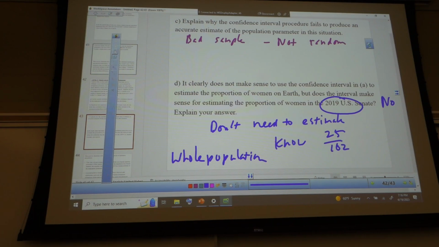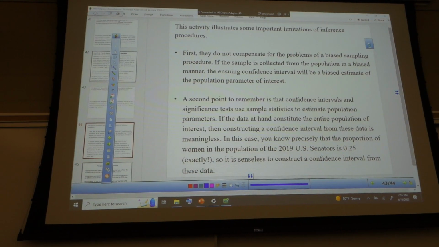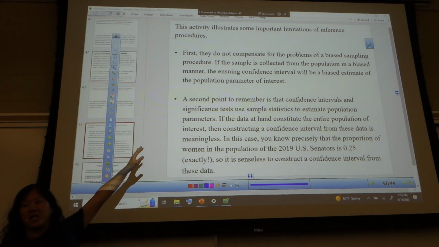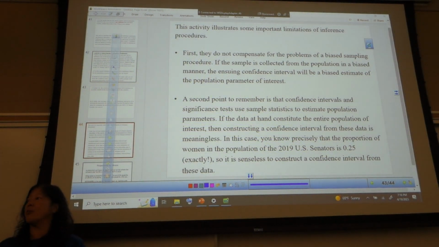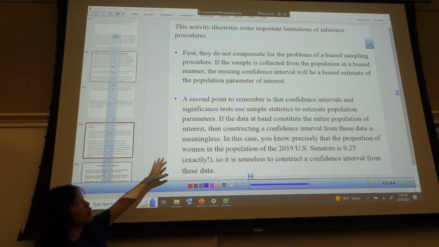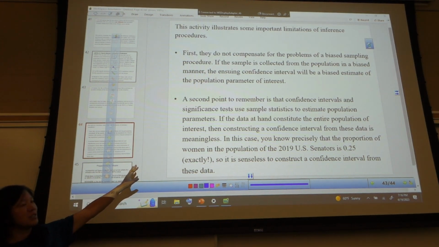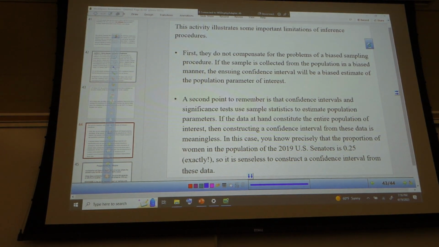All right, so this one illustrates a couple things. One, it does not compensate for problems of a biased sample. If you pick a bad sample, a biased sample, garbage in, garbage out, you're going to get garbage. Secondly, don't forget that we use confidence intervals to estimate populations, not things we already know all of. All right, great.